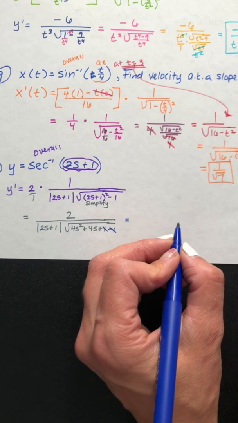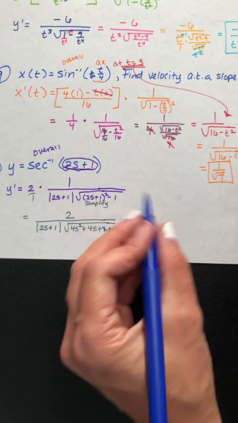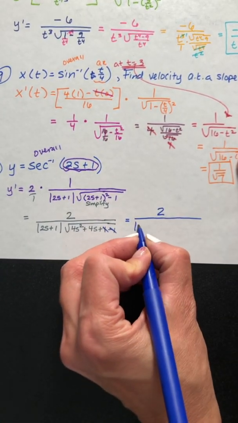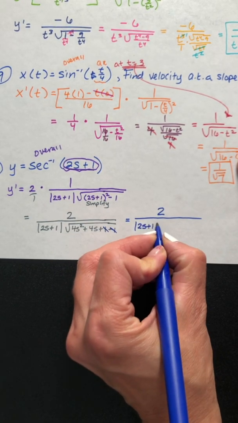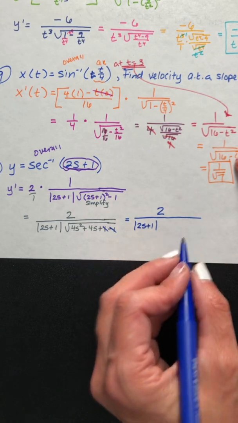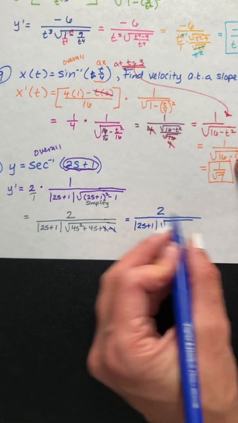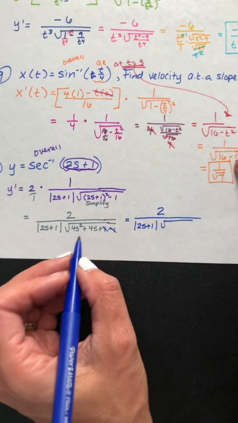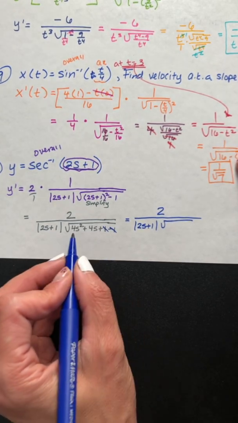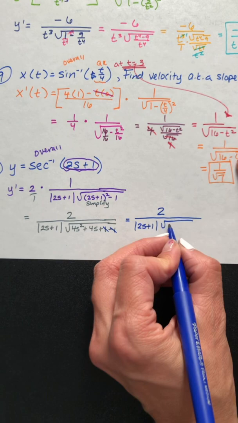I'm missing something. I figured it out. I'm good so far. I haven't made a mistake. So I have 2 over the absolute value of 2s plus 1. It's just in my own notes, I skipped some steps, and I'm irritated at myself for doing that because then I got lost. And okay, so this is what I did. 4s squared plus 4s is what's left. And obviously there's a common factor of a 4 in there.